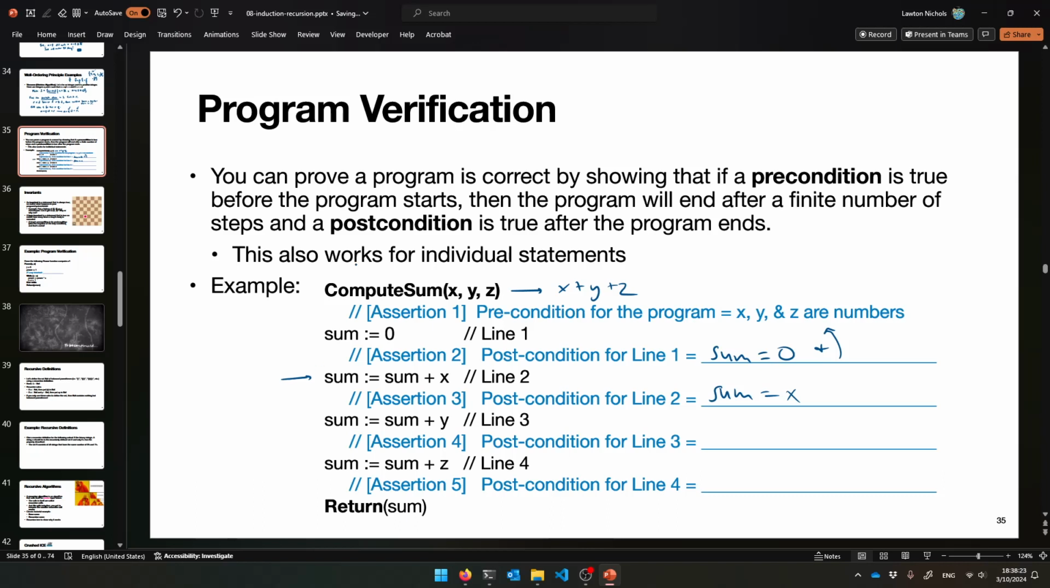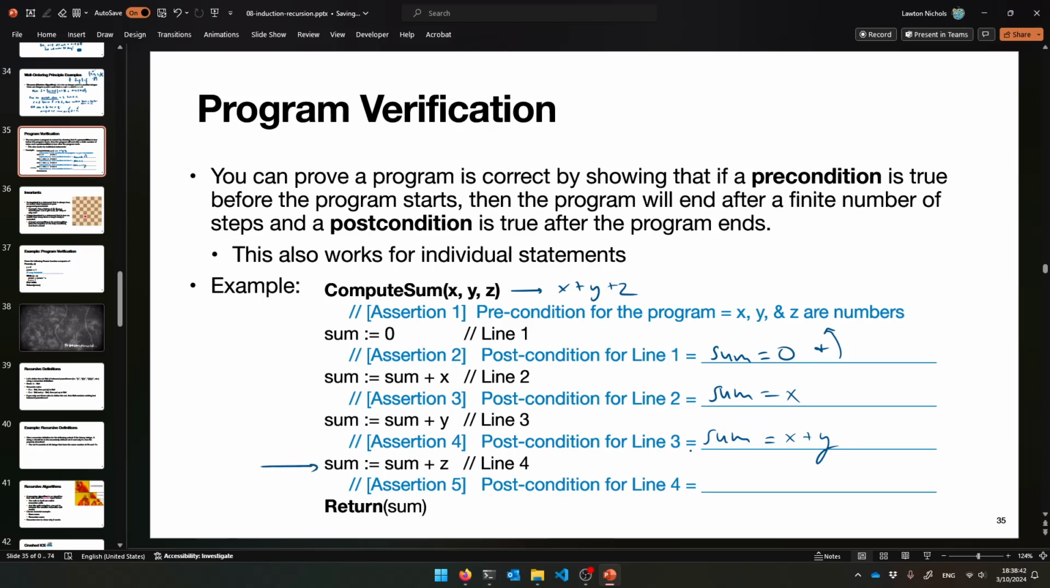It's always just from the perspective of the line you're talking about. You got a precondition and a postcondition. All right, now this one. Assuming this is true before the line, sum is equal to x, if I run this line, I'm going to add x to y and now shove that back into sum. Sum is equal to x plus y.